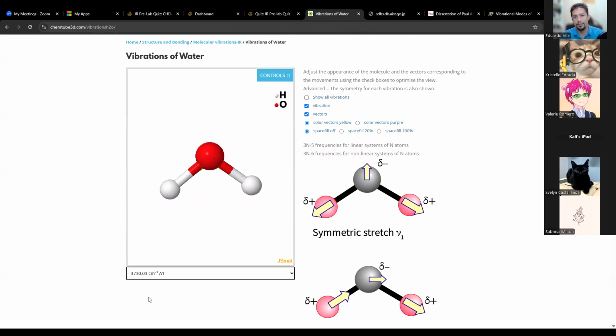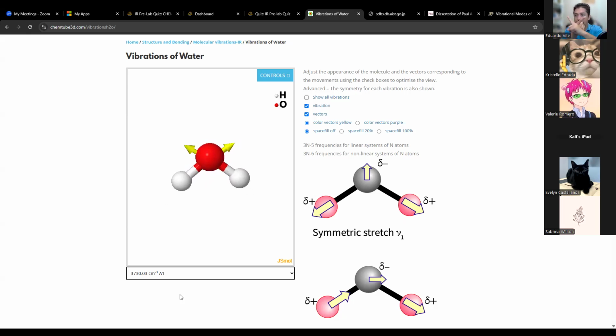So here's the first one, right? That's the one I was showing you, the pom-poms, right? Be careful. Somebody asked me earlier if this was a symmetric stretch. Even though the molecule itself is symmetric, you can cut it down the middle. You'll notice that the arrows are not symmetrically canceling each other out.